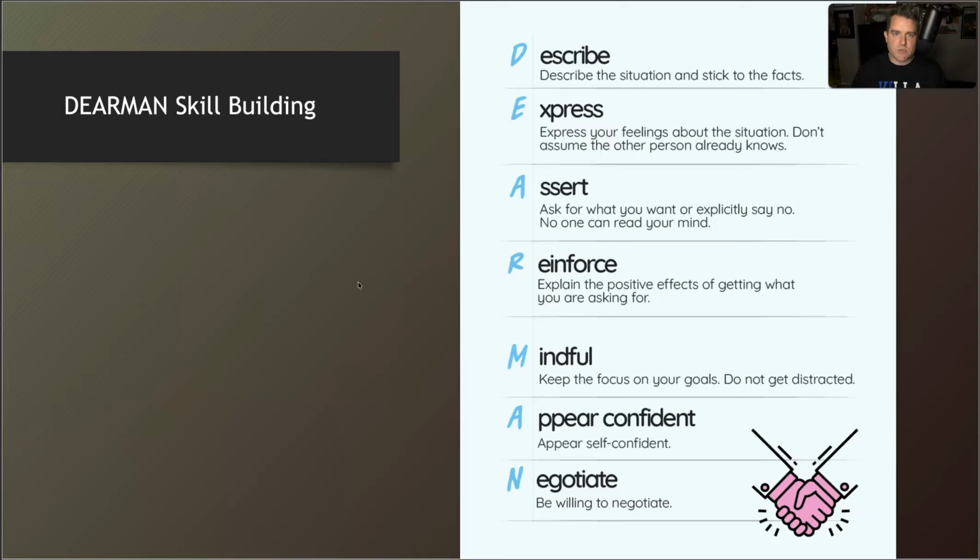Breaking that down, expressing their feeling, because a lot of times what happens is that we get into being mind readers. People that really struggle in this space have a hard time expressing what they actually need and communicating that to someone else. Asserting what they're feeling, reinforcing what is the benefit or what am I looking for out of this particular behavior, being mindful and staying mindful, being confident, because sometimes people will have a hard time being confident in that space, and then also being willing to negotiate.